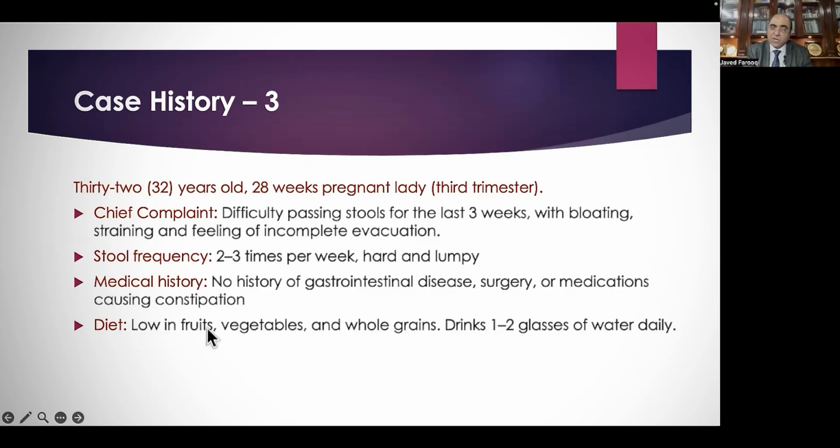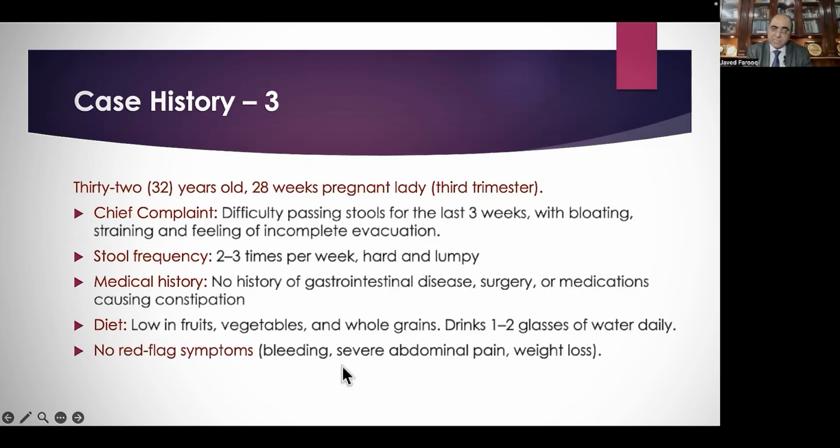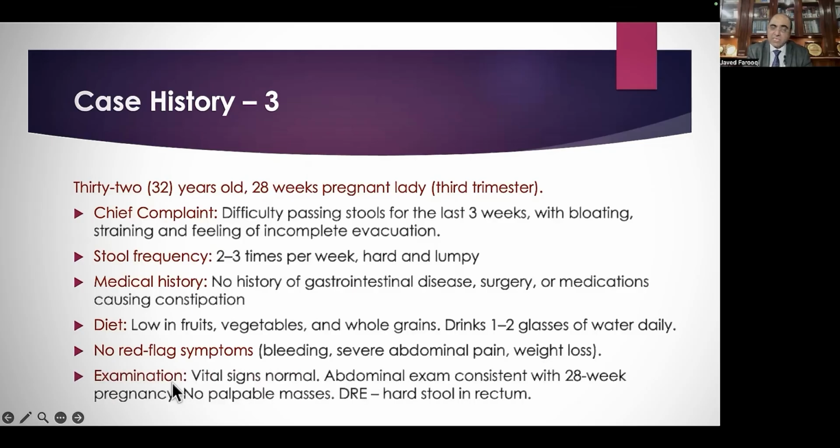And diet is low in fruits, vegetables, and whole grains. She drinks 1 to 2 glasses of water daily. No red flag symptoms, that is the bleeding, severe abdominal pain, or weight loss. And on examination, vital signs normal, abdominal examination consistent with 28-week pregnancy, no palpable masses, DRE, hard stool in rectum.